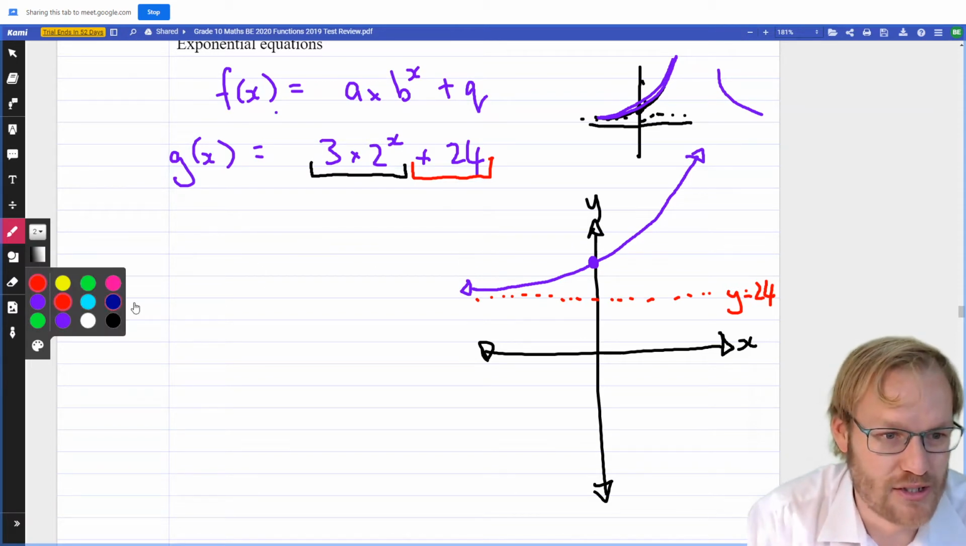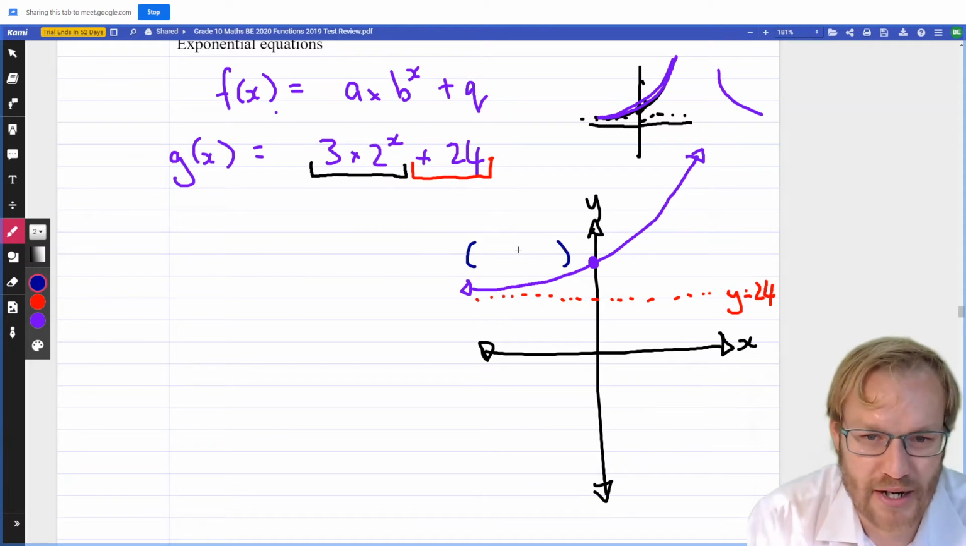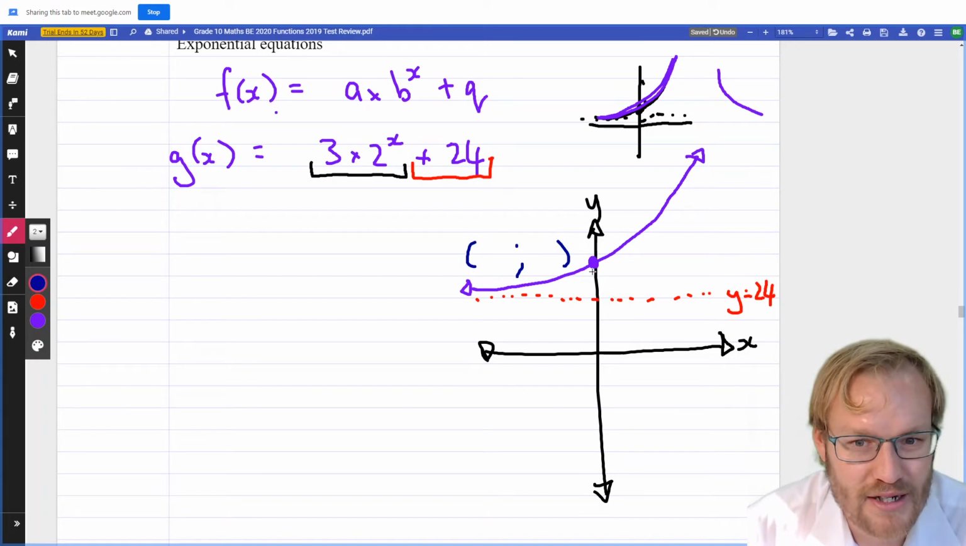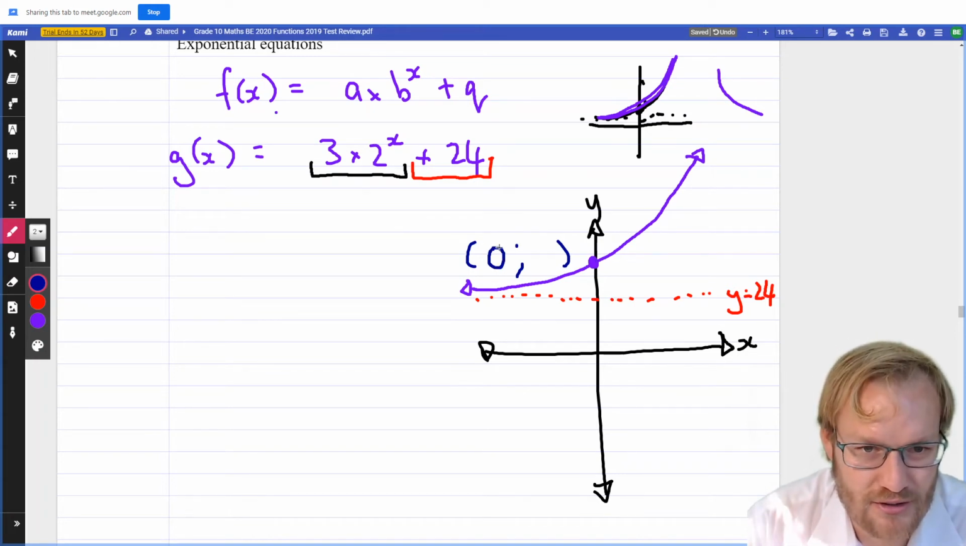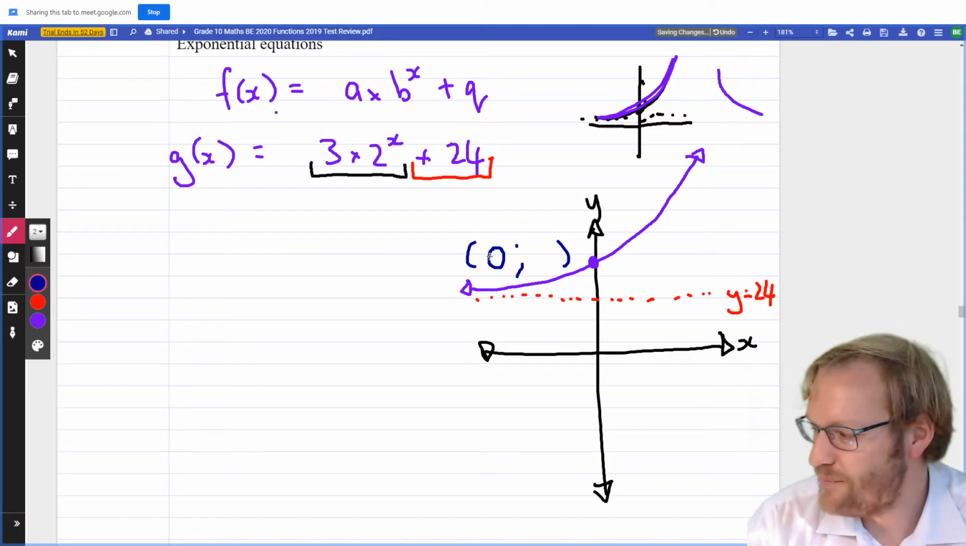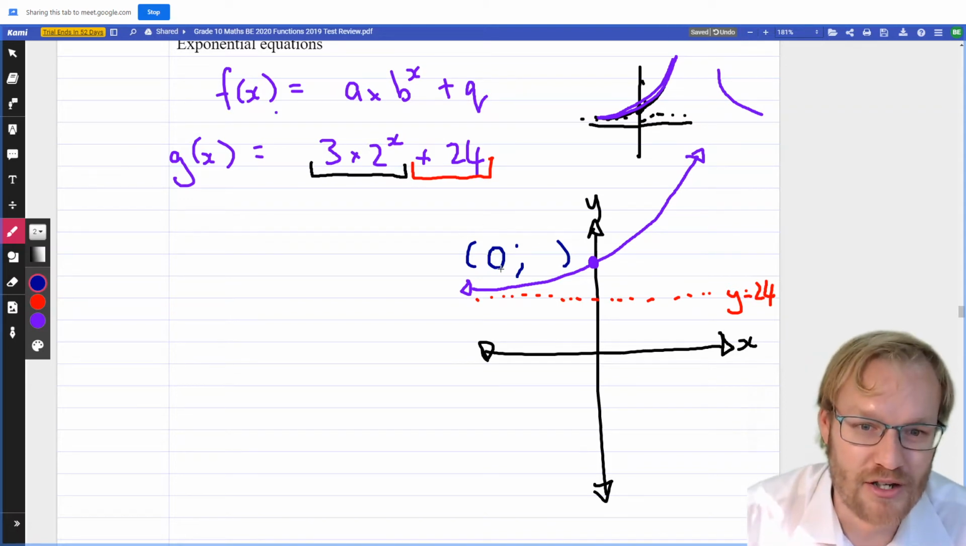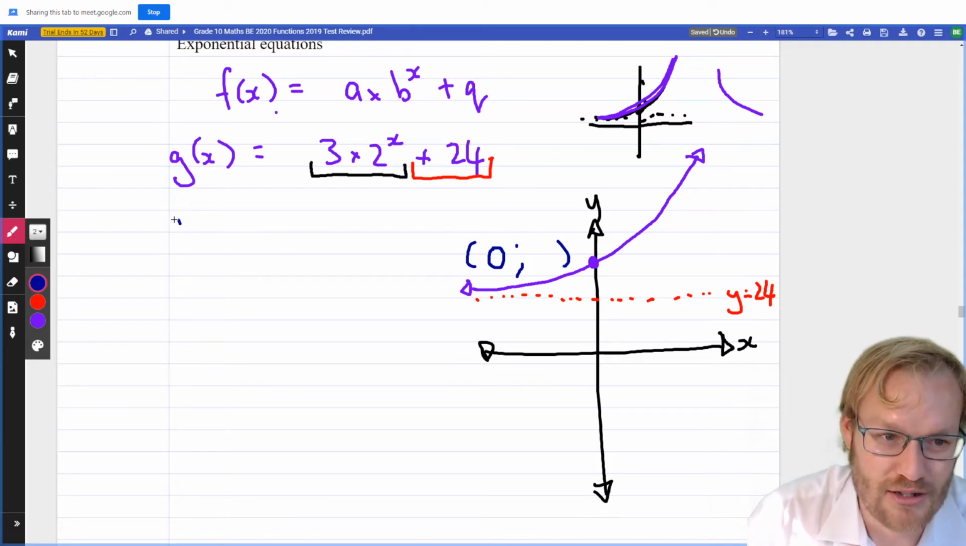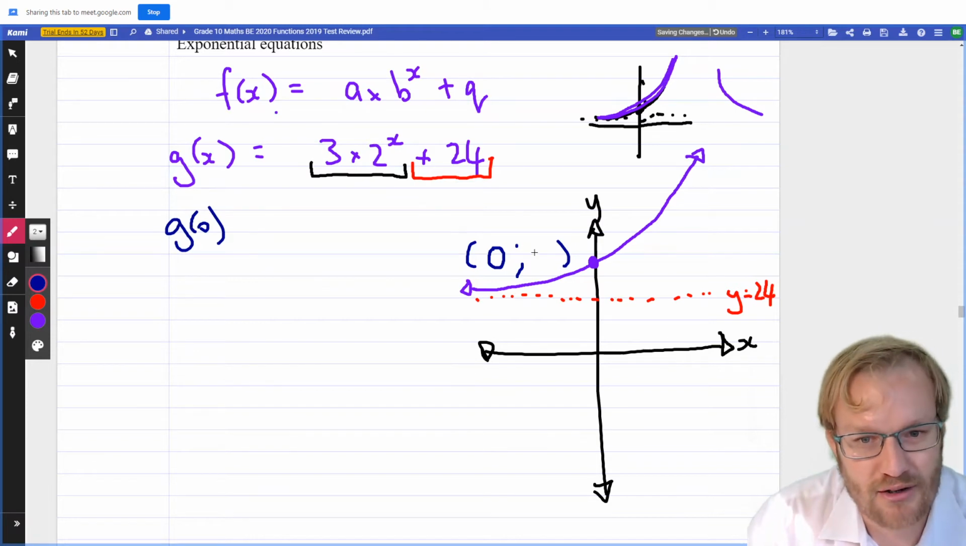And let's do it here in blue to say, what is our y-intercept? And I think you've got quite a good handle on the y-intercept of any function. We know that the x value here is 0. So if the x value is 0, how are we going to work out what the y value is? Well, we're just going to substitute it into our equation. So we're going to ask ourselves, what is g of 0? When the input's 0, what's our output?